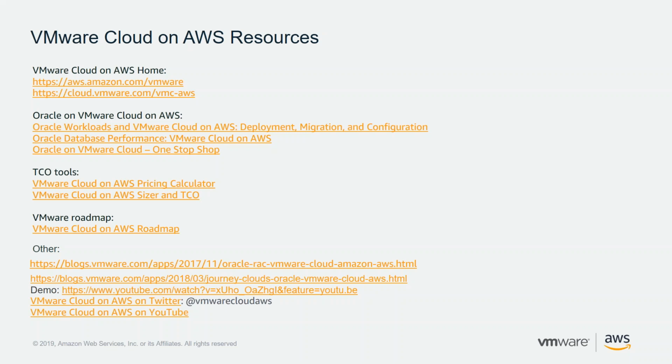It includes articles around running Oracle on the VMware platform, from on-premises to running and migrating Oracle to VMware Cloud on AWS. You can also find tools related to total cost of ownership calculations for VMware Cloud on AWS. First, the VMware Cloud on AWS pricing calculator gives you an estimate of your costs for an SDDC setup in VMware Cloud on AWS as per your business requirements. The second one is the VMware Cloud on AWS Sizer tool that helps you size the environment as per your requirements. And third, the VMware Cloud on AWS TCO tool helps you compare VMware Cloud on AWS TCO with Azure and with native cloud instances.